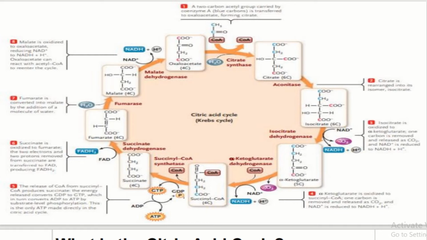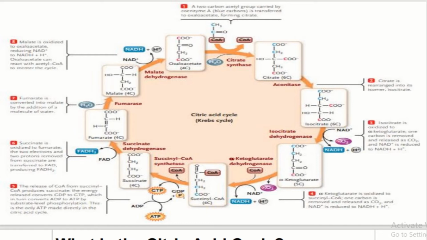Alpha-ketoglutarate is oxidized into succinyl coenzyme A. One carbon is removed and released as carbon dioxide, and NAD+ is reduced to NADH plus hydrogen. The release of coenzyme A from succinyl coenzyme A produces succinate. The energy released converts GDP to GTP, which in turn converts ADP to ATP by substrate level phosphorylation. This is the only ATP made directly in the citric acid cycle.